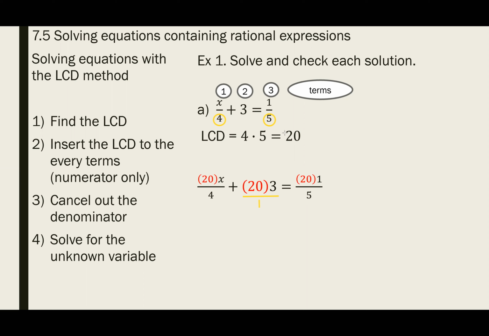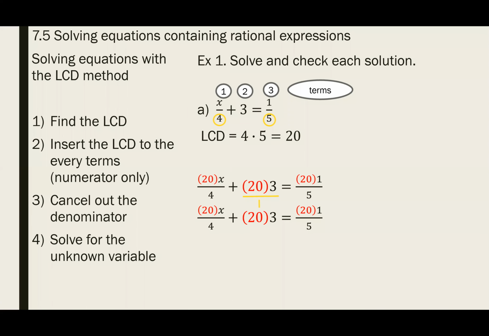So step 1, find the LCD. Step 2, insert the LCD to the numerator. So my LCD is 20, and I put the 20 on the numerator. Now, the third step is our goal. This is our goal, ladies and gentlemen. Our goal is we want to cancel out. The reason why we insert the LCD to the numerator is because we can cancel out with the denominator. Do you agree that 4 goes into 20 five times? 20 divided by 4 is 5. And similarly, 5 goes into 20 four times.